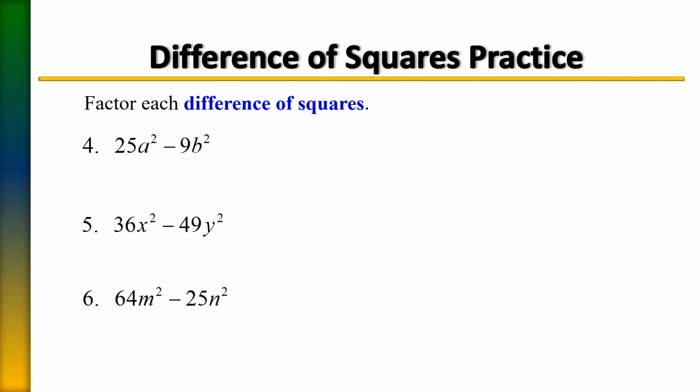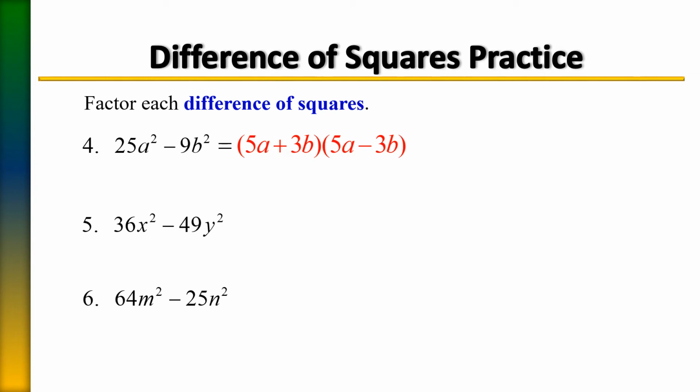The square root of 25a squared is 5a. The square root of 9b squared is 3b. So you're going to have two binomials with signs that are different. 5a plus 3b and 5a minus 3b. How about the next example?